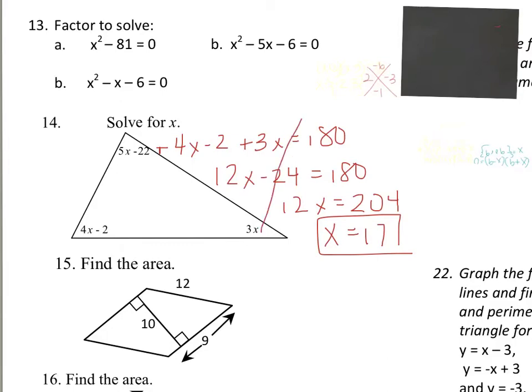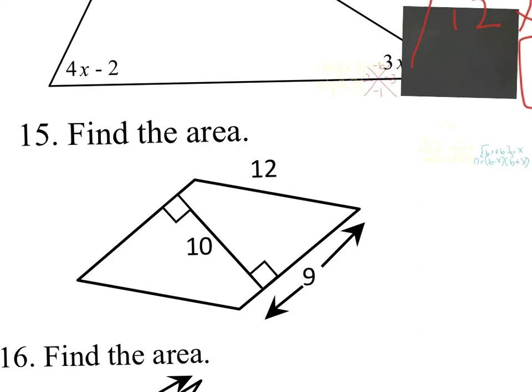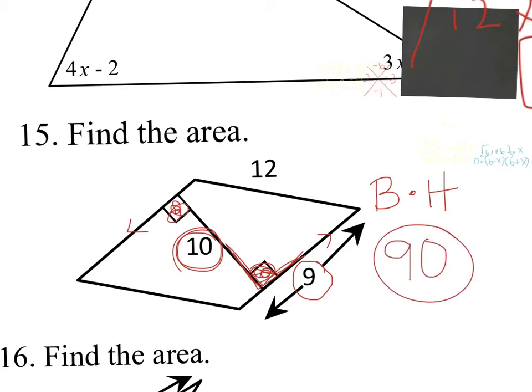All right, let's go ahead and check out number 15. We're finding the area of this guy here. We need the base and the height. Here is the base. I know that this is perpendicular, so this must be the height of that base. And it is simply base times height for the area of a parallelogram. I know it's a parallelogram because those alternate interior angles are congruent to each other, which makes it parallel. So the answer for the area is simply 90.